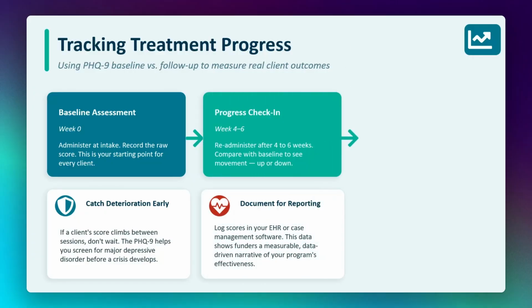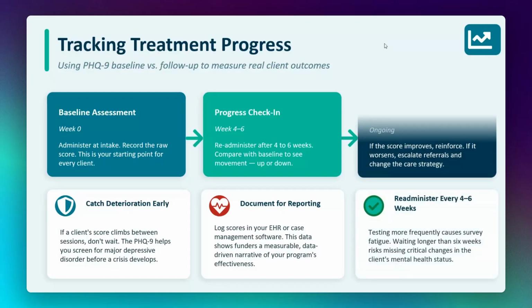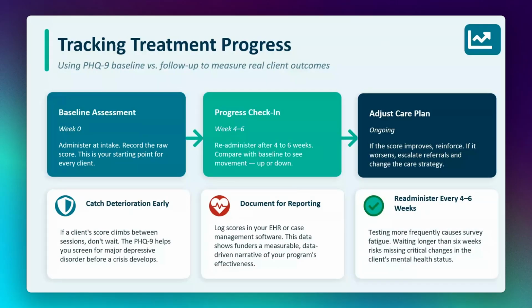Then every 4 to 6 weeks, do a progress check-in, and then have them take the assessment again. Comparing a PHQ-9 baseline assessment versus the follow-up score gives you concrete evidence of whether your services are making a difference. If a client drops from 14 to 7 over 60 days, that's a measurable impact. If they go from a 14 to an 18, that's a red flag, and it's time to adjust your care plan. Now, this type of tracking is also incredibly powerful for how you document PHQ-9 results in EHR or case management systems.